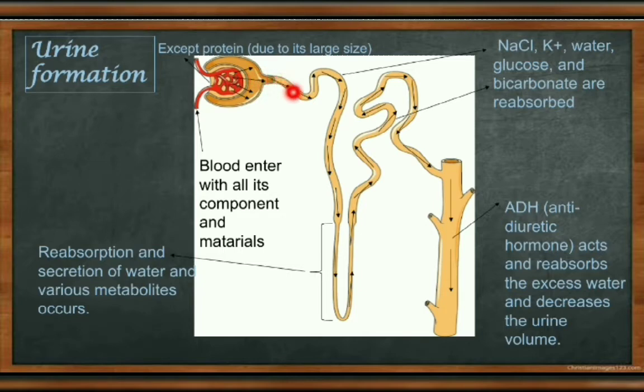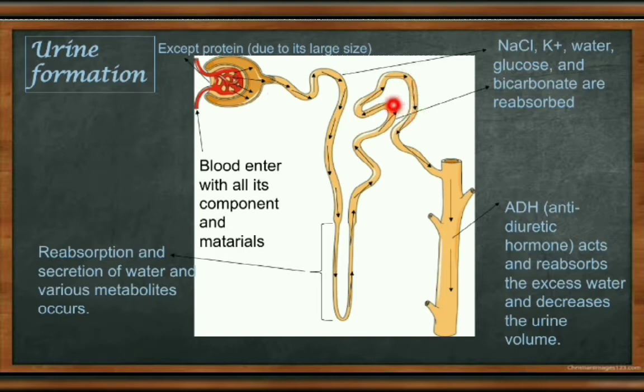Okay, after entering, all the components go inside the PCT. In the PCT there is reabsorption of all the ions, glucose, water and bicarbonates. After reabsorption, it will be transferred into the loop of Henle. Inside the loop of Henle, there is reabsorption and secretion of water and various metabolites. In herbivorous animals, this loop of Henle is larger as compared to carnivorous animals. Now the next one, it transfers into the DCT.